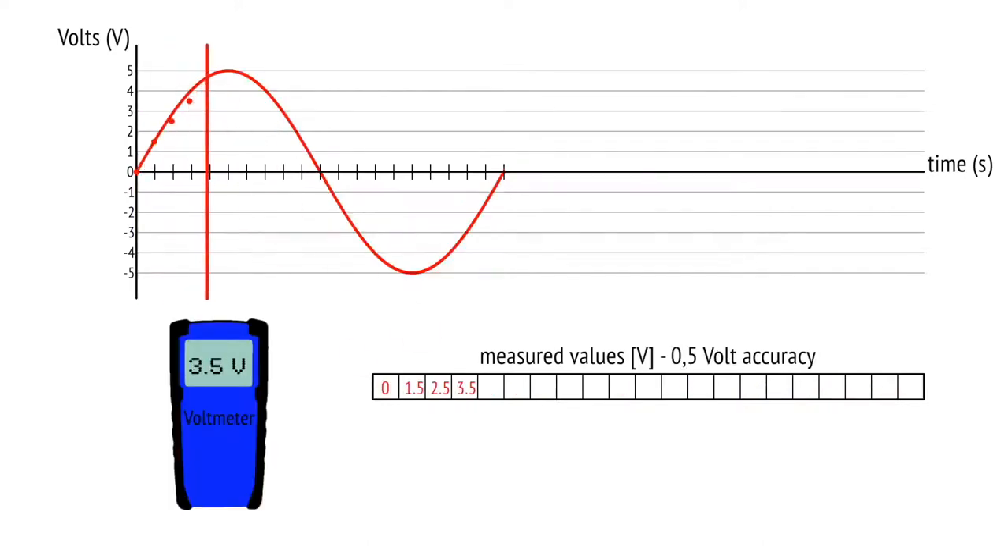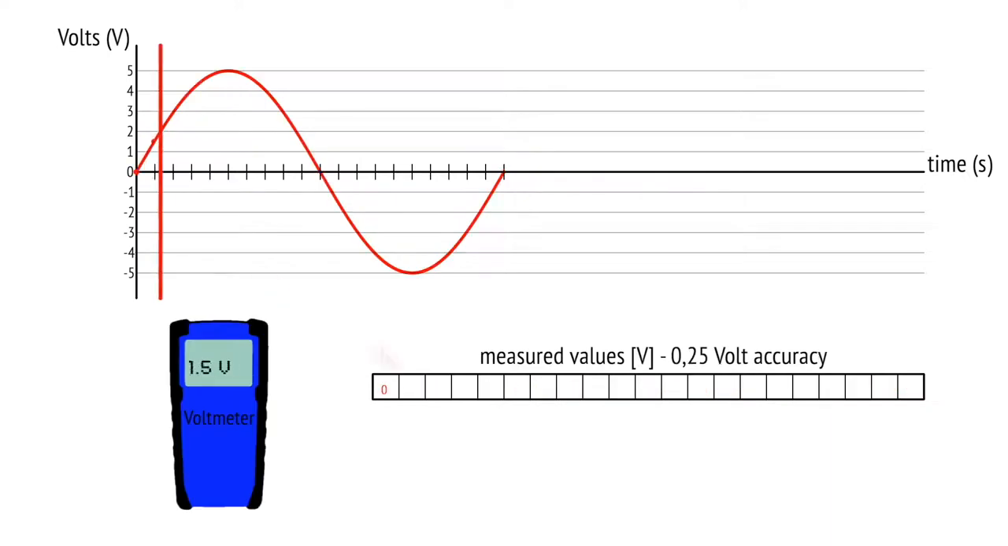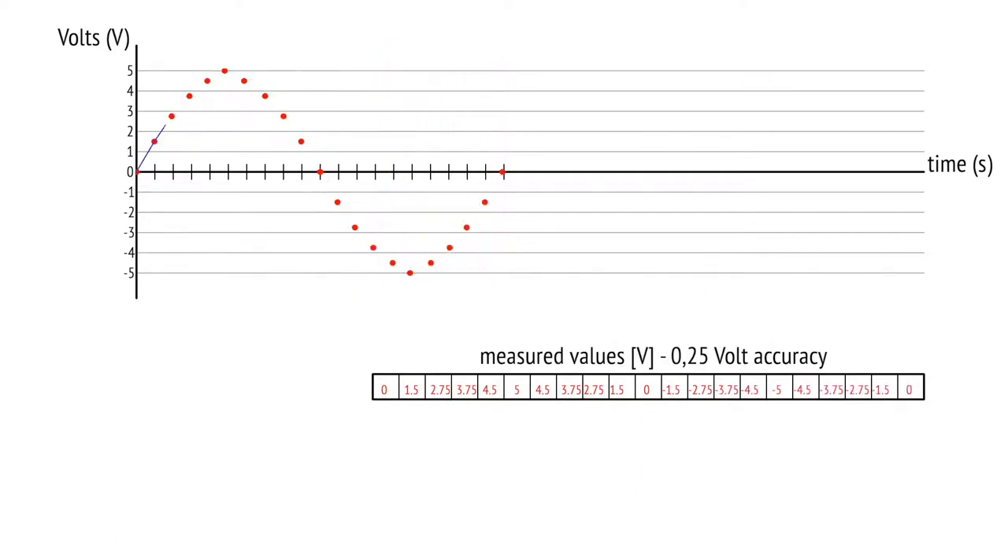Now the voltmeter can measure also half volts. The signal looks better. If the voltmeter accuracy is 1/4 volt, the signal looks almost like the analog signal.